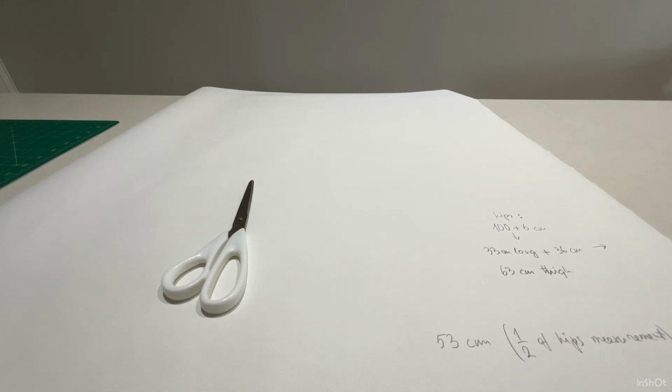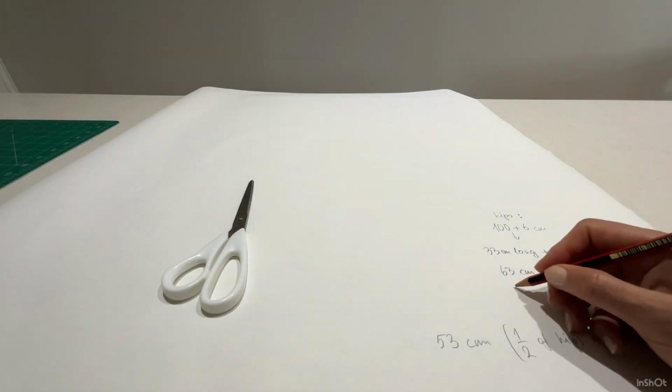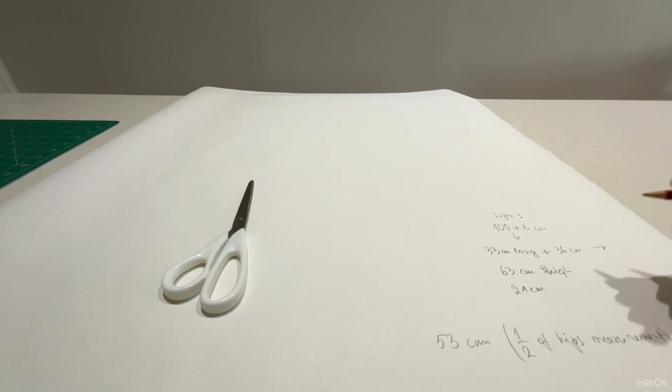And the last measurement is called the crotch depth or length, which is the distance between the waistband and the chair when you're seated. I will put the picture here. And in my case, it is 21 centimeters.